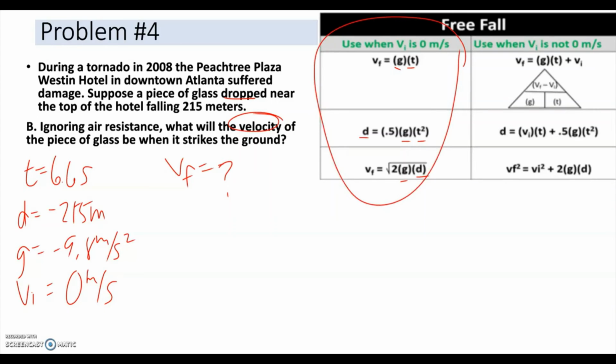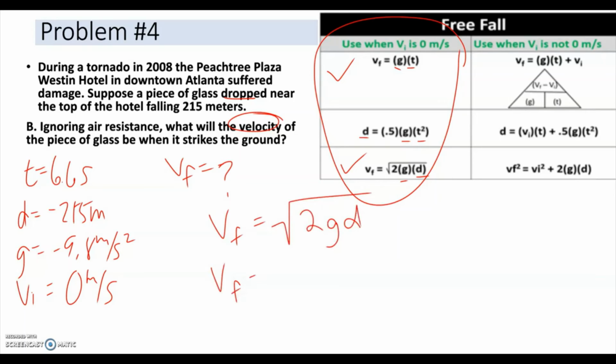Well, based on what we're given, we could use this equation, VF equals gravity times time, because we are given both gravity and time. We could use the equation on bottom, VF equals the square root of 2 times gravity times displacement. So let's use the bottom equation. We haven't used that one yet. But either equation would give you the correct answer.